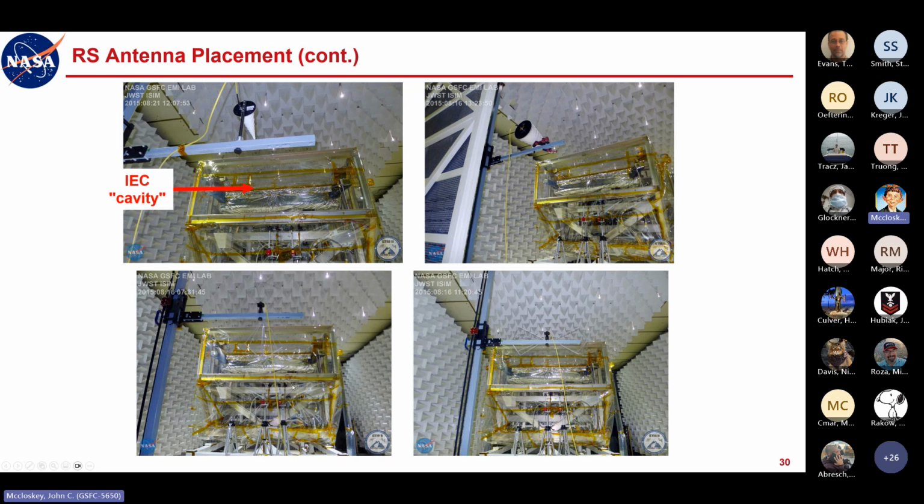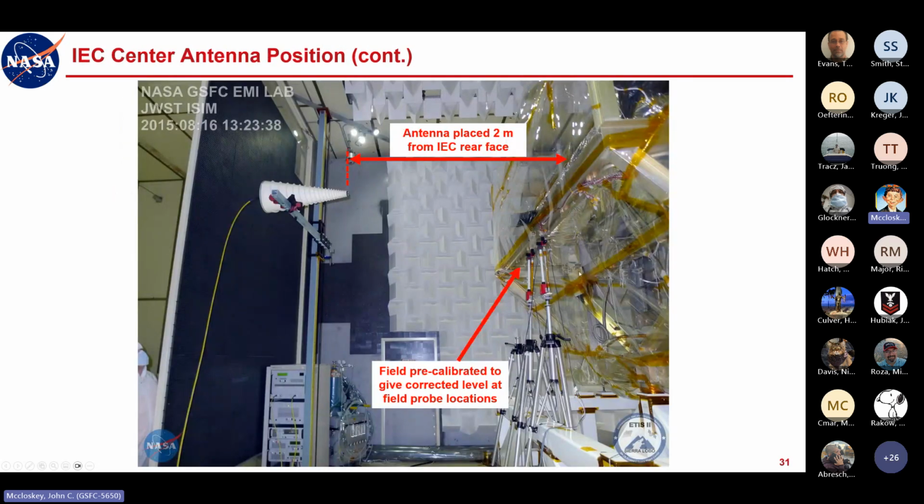I believe you can see the field probes here, but I've got a better view on the next page. So we put the field probes down here lined up with the front face of the mounting structure, and the IEC was recessed a bit. So we pre-calibrated the field to what the equivalent field would be at this location, a bit closer to the antenna, whatever it was, 1.5 meters, 1.7 meters, I don't remember. But we did the calculation that if we want 2 volts per meter at the IEC face, then we needed something just a bit higher here, and so that's what we pre-calibrated to.